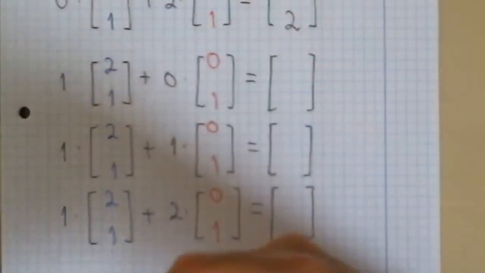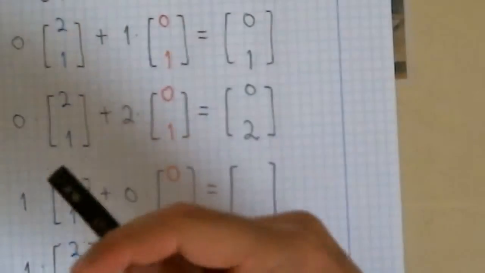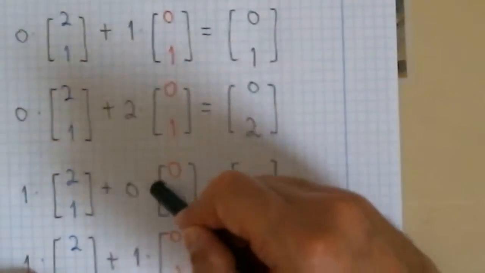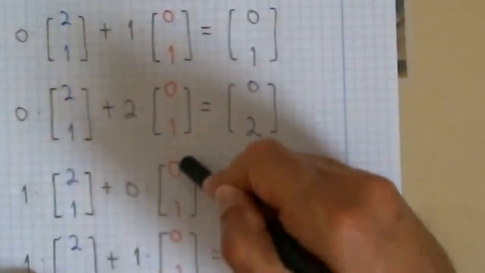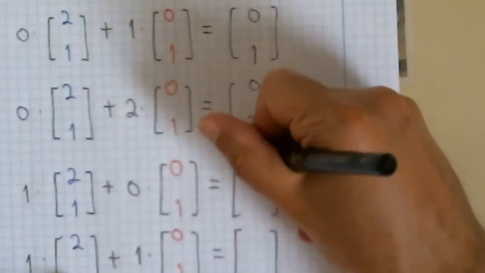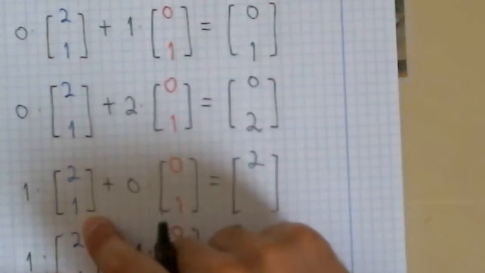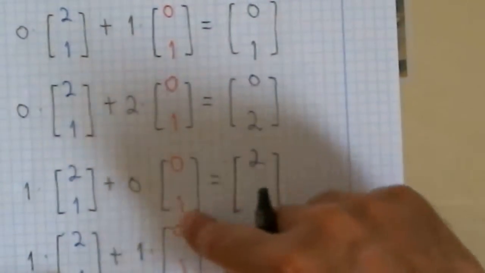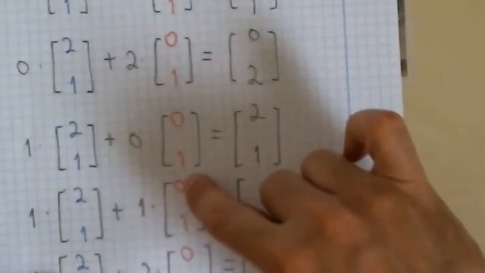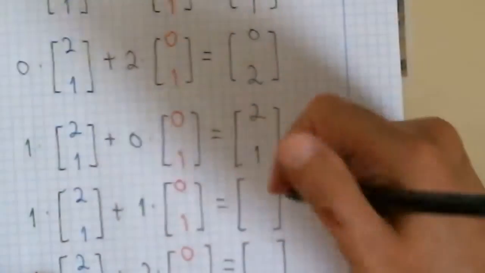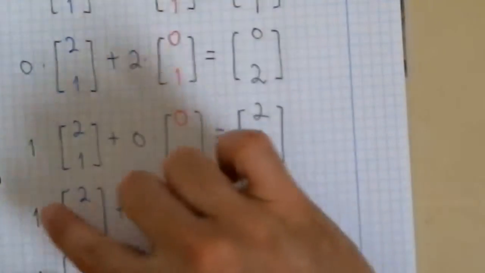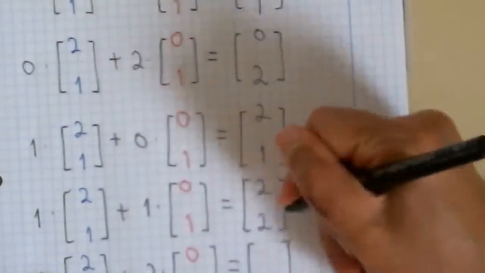And now we calculate. 1 times 2 is 2. Plus 0 times 0 is 0. So 2 plus 0, it's 2. 1 times 1, it's 1. Plus 0 times 1, it's 0. So 1 plus 0, it's 1. 1 times 2 is 2. Plus 1 times 0 is 0. So 2 plus 0 is 2. 1 times 1 is 1. Plus 1 times 1 is 1. So 1 plus 1, it's 2.